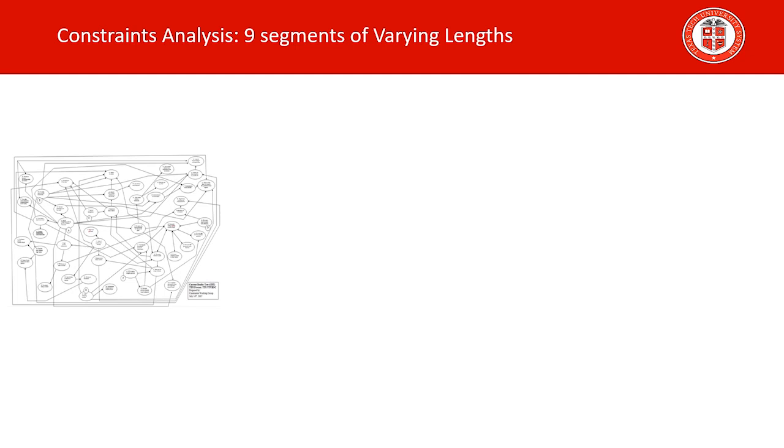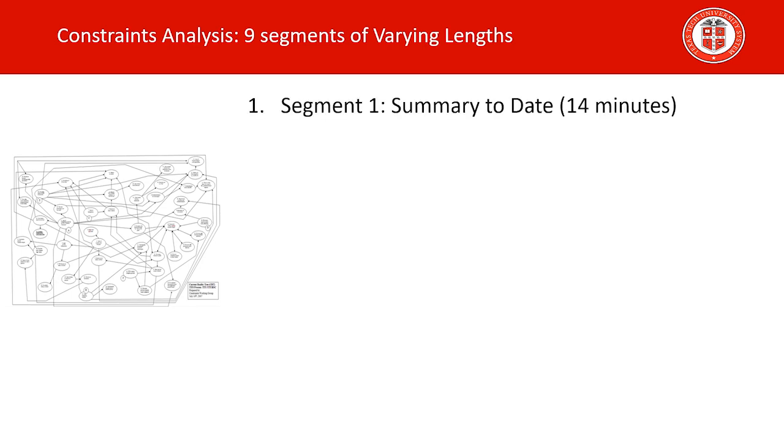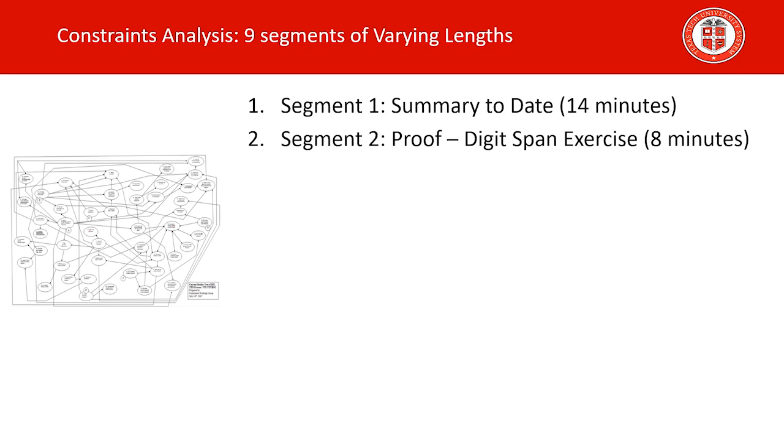In this video about constraints analysis, we have 9 segments of varying lengths, and 4 of these will be key skill elements. So watch for 5, 6, 7, and 9. However, segment 1 really provides a summary to date, the core ideas that build the foundation for this skill. Segment 2 is a proof. It's called the digit span exercise.